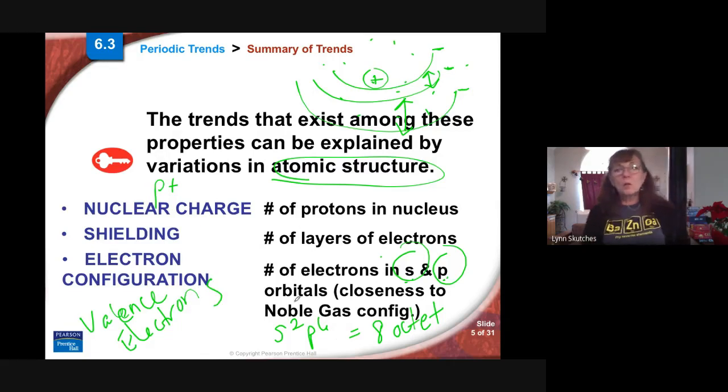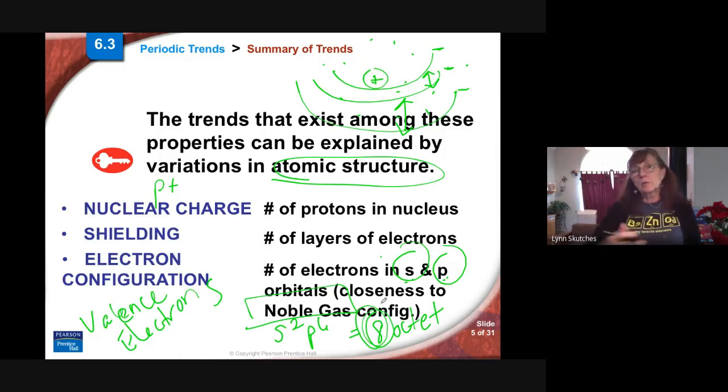The goal, if you will, of an element is to get noble gas configuration. And so they're going to try to get 8 in that outermost layer. If they don't have 8, they're either going to lose or gain electrons to get to a layer that has 8.